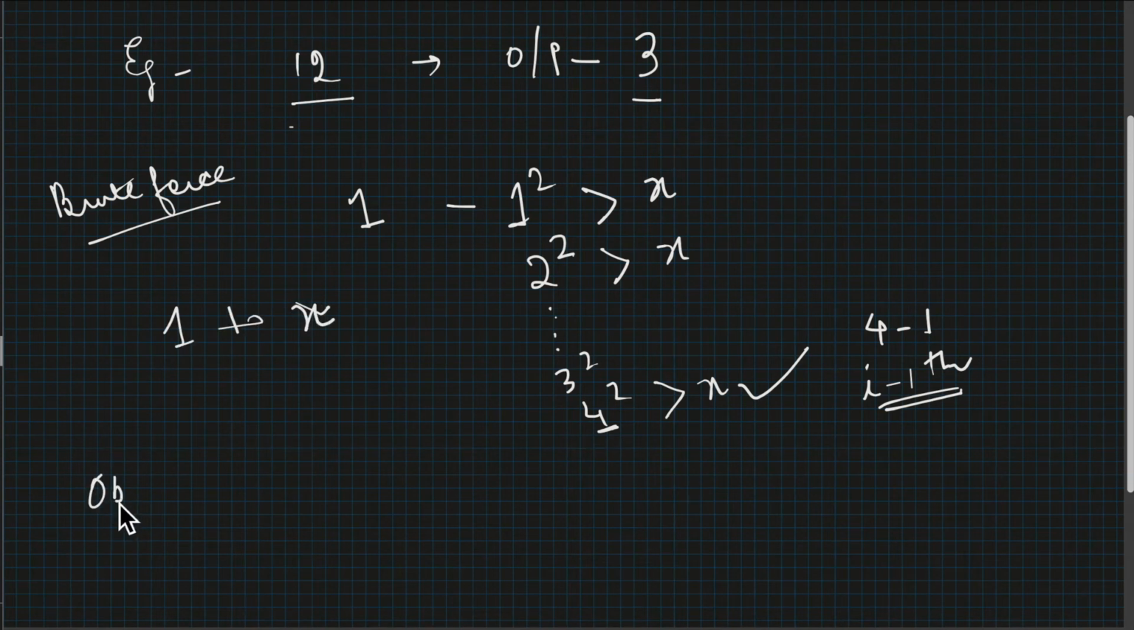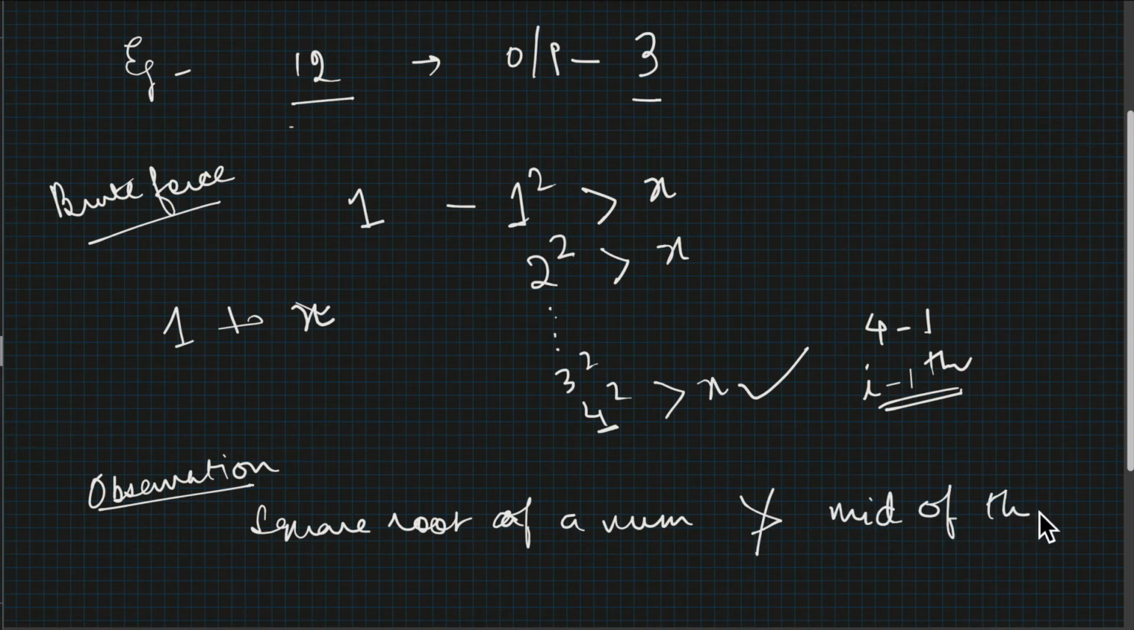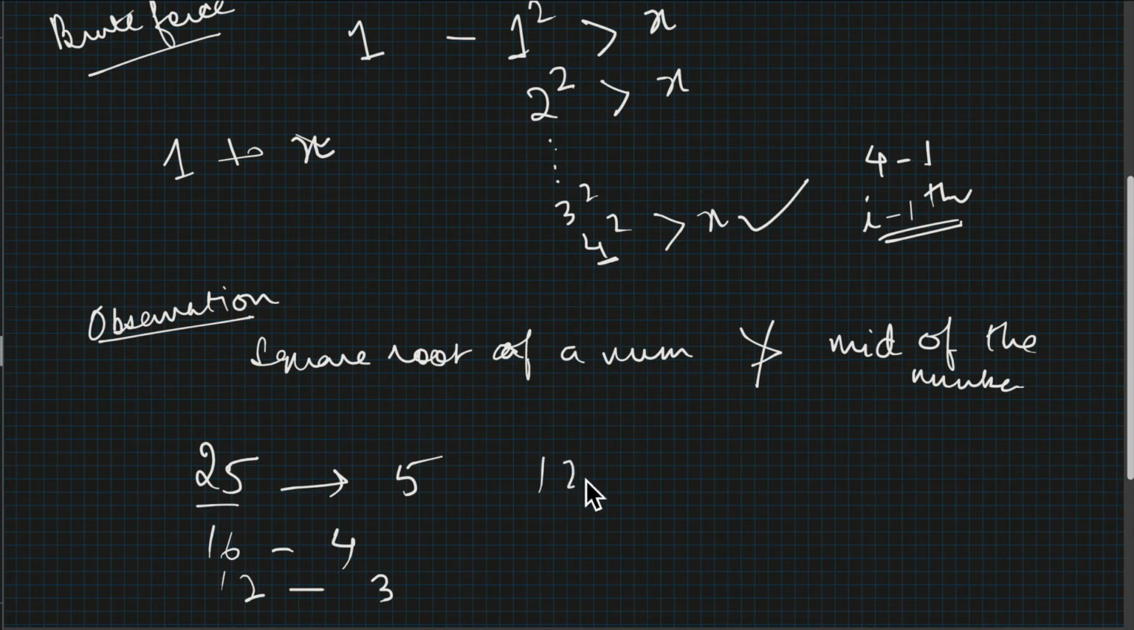There is an important observation here that I want to bring up. The square root of any number will never be greater than the middle of that number. Let's take a simple example. The square root of 25 is 5. The square root of 16 is 4. Like with the previous example, the square root of 12 is 3. What is the midpoint of these numbers? 25 divided by 2 is 12.5. 16 divided by 2 is 8. And 12 divided by 2 is 6.